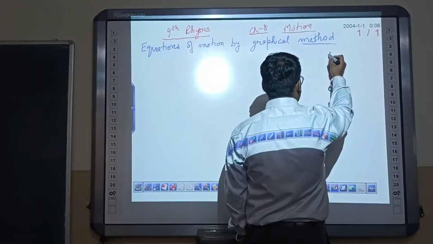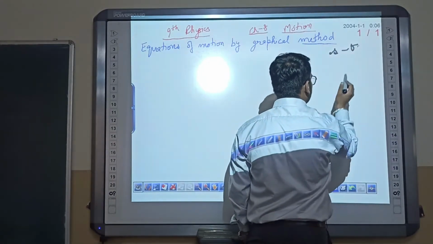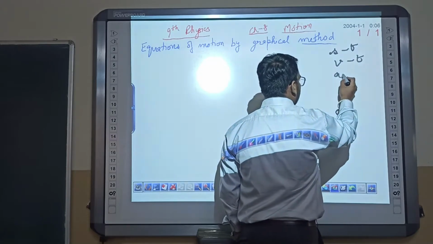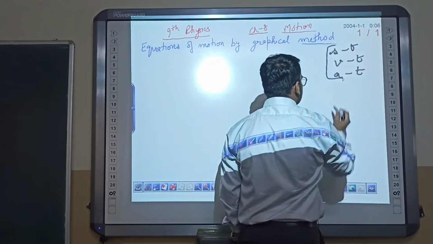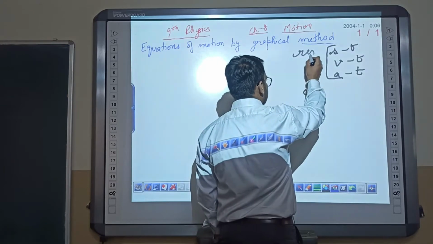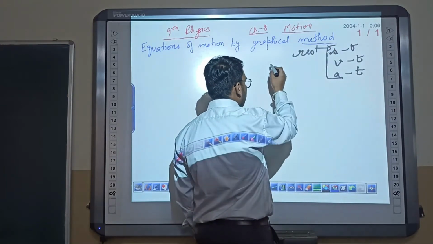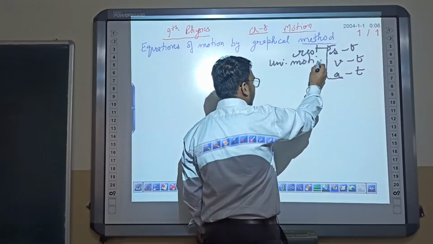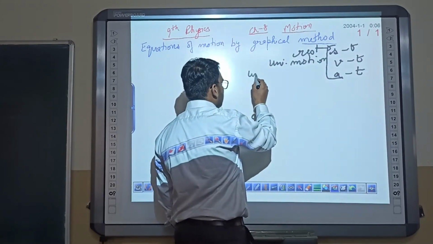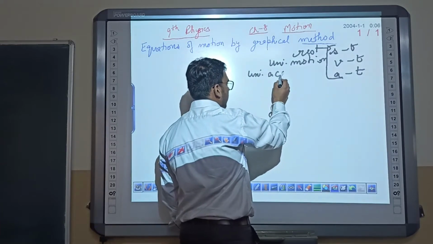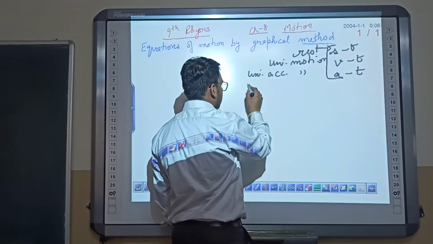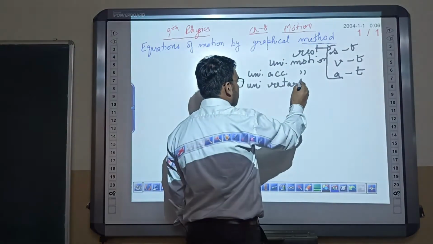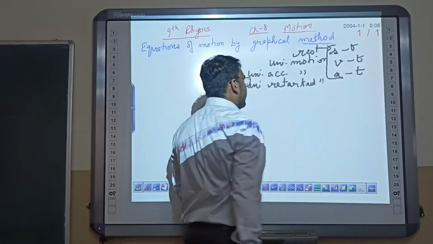First graph was the ST graph, and then we have the VT graph, then we have the AT graph. These three graphs are for rest. Similarly, these three graphs are for uniform motion, and then these are for uniformly accelerated motion and uniformly retarded motion. Retardation means when we have negative acceleration.